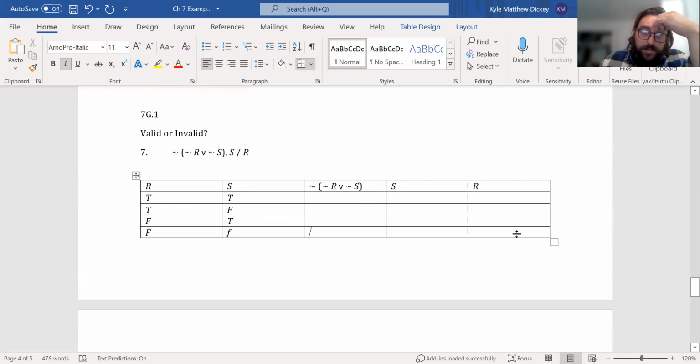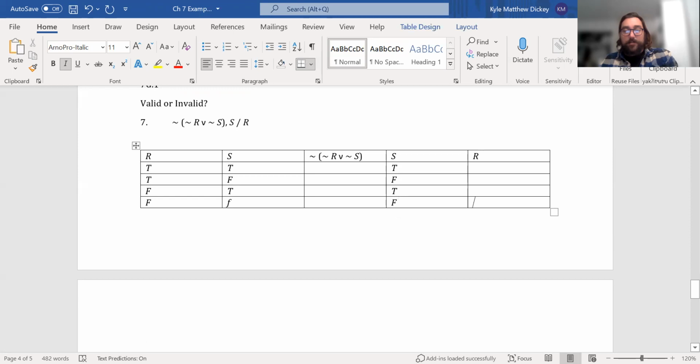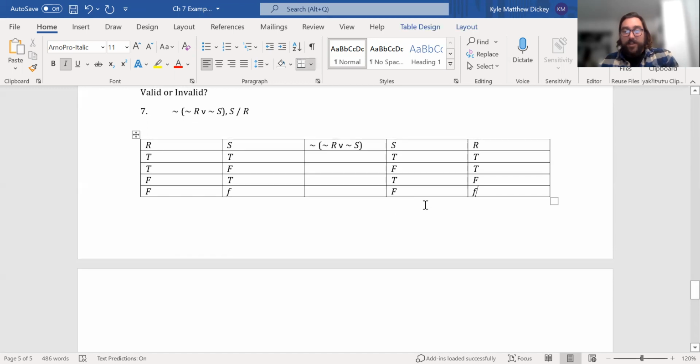Now what? Well, we can literally just transfer these over to here where we're trying to figure these things out, right? So this is a premise, and that's really simple. So this is just true, false, true, and then false, and R is going to be the same over here, right? So we're going to be true, true, false, false. Are we done? No, not yet.